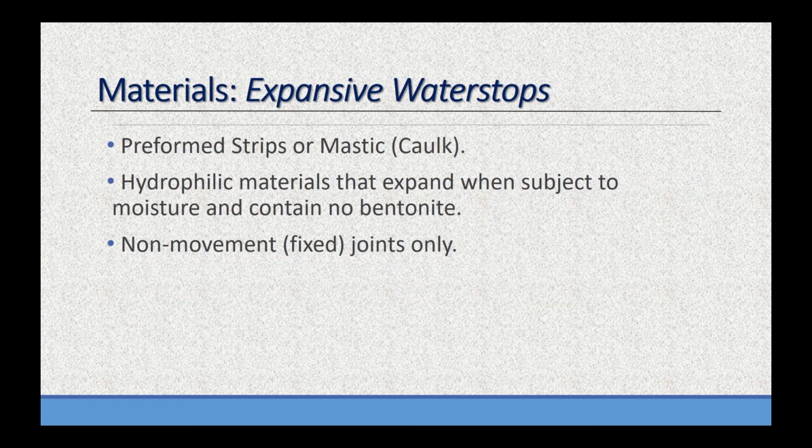Materials, expansive water stop. There's not a lot of changes from the last specification. We're going to use preformed strips or mastic caulk. We're going to use hydrophilic materials that expand when subject to moisture and contain no bentonite, whether that's Sikaswell, Hydrotite, various hydrophilic. There's a lot out there, but the key thing with the expansive water stops, they've got to be in non-movement or fixed joints only.